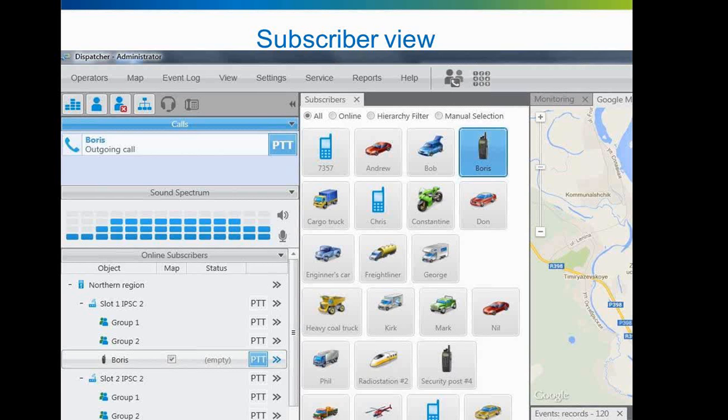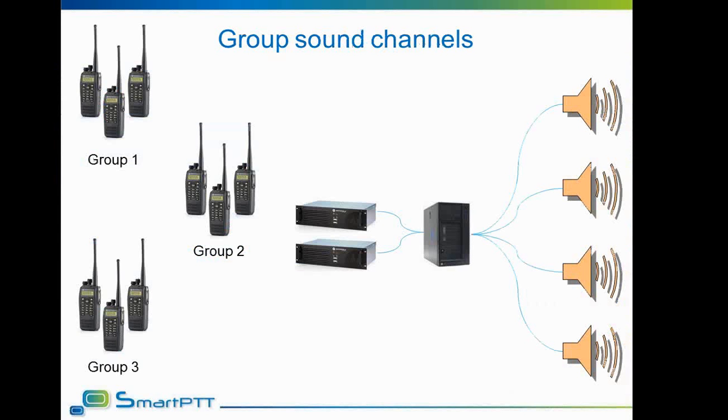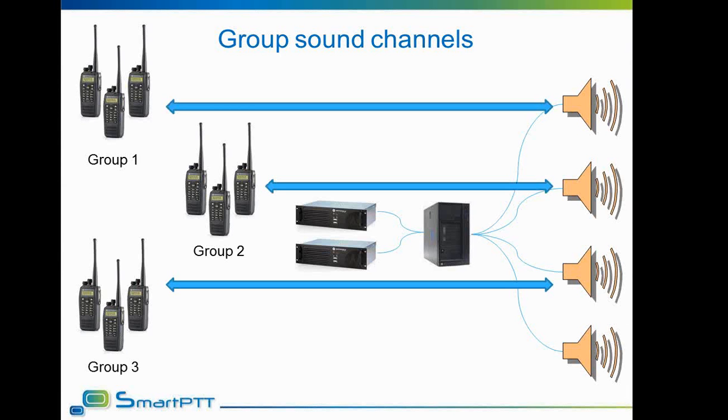And the final feature is group sound separation. SmartPTT now allows selecting the sound channel which will be used for a specified subscriber, allowing splitting subscribers between all available sound channels and corresponding speakers. For example, the dispatcher can set group 1 for the rightmost speaker on his table, group 2 to the one to the right, group 3 to the one to the left, and all the other groups and private calls will go through the leftmost. In this case, you can clearly differentiate the groups that you hear without seeing the dispatcher screen at all by the speaker that sound is coming from.